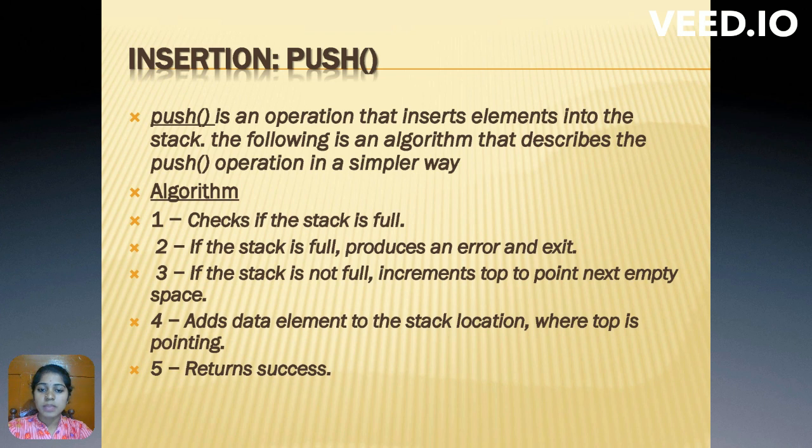In step 3, if the stack is not full, increment top to point to the next empty space. It increments the value of top by 1. Then in step 4, it adds the data element to the stack location where top is pointing. So where the space is pointing, there it adds the element. In step 5, it returns success.